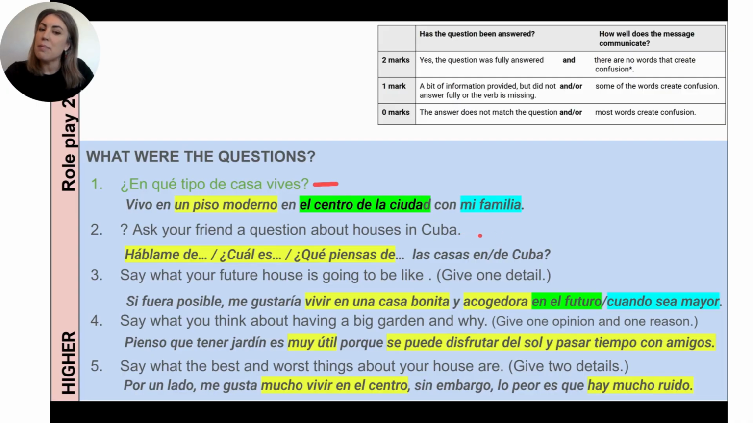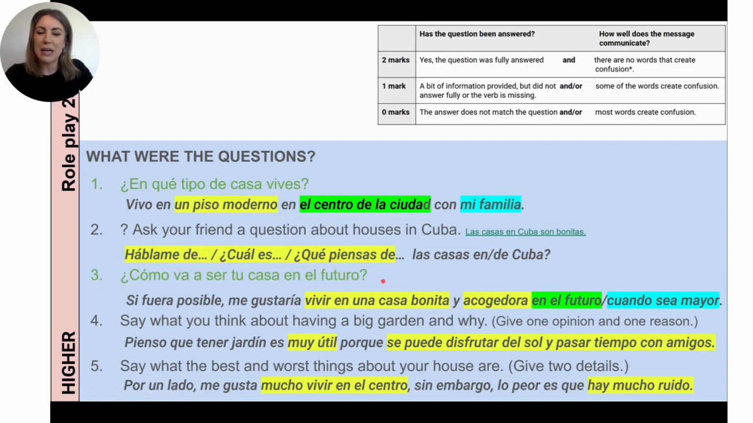When you ask me, háblame de las casas en Cuba, o qué piensas de las casas en Cuba, I said, las casas en Cuba son bonitas, something easy, okay? It doesn't matter what the examiner says. Número 3, question about house in the future. ¿Cómo va a ser tu casa en el futuro? ¿Vale? Va a ser future.